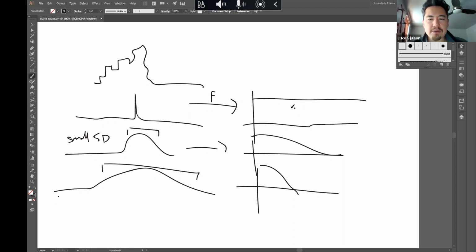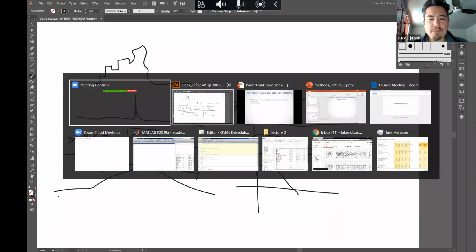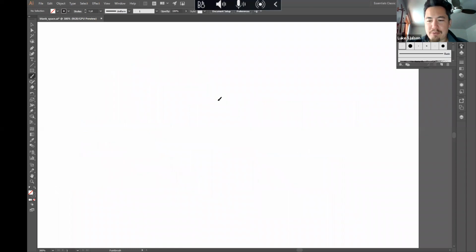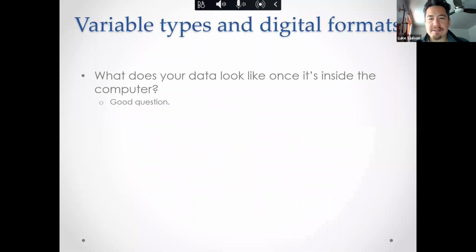I say that largely so you can look smart later on and not look stupid. So I think that's an important thing to pass on to the next generation of scientists, making you not look stupid in the future if someone talks about this. So, okay. Variable types in digital formats.